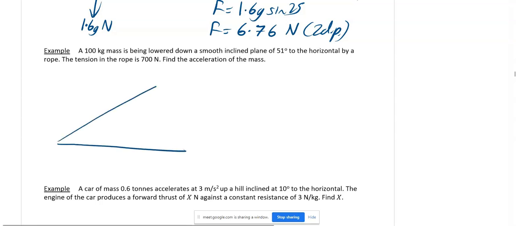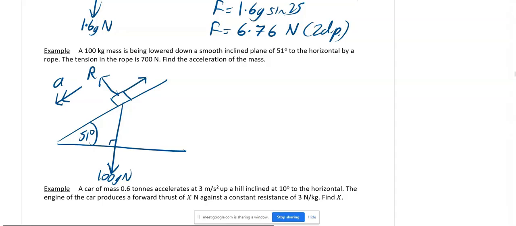Okay, your diagram again, decent size diagram. 51 degrees. Mark on your wee box. Do a vertical line, so make a wee right angle to show that's a vertical line, and that was 100g. You've your normal reaction. It is being lowered down a slope, so I'm going to put my acceleration going down the way this time. If it's being lowered, the rope is still acting up the slope. So that 700 is going in line with the slope and upwards to lower it down. And the one very important thing which I forgot to put on is this wee angle in here.